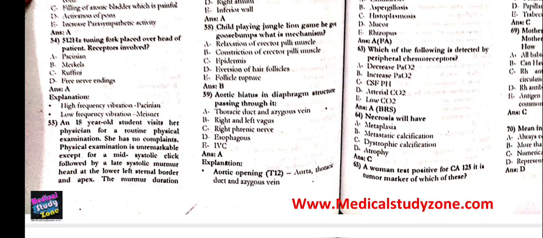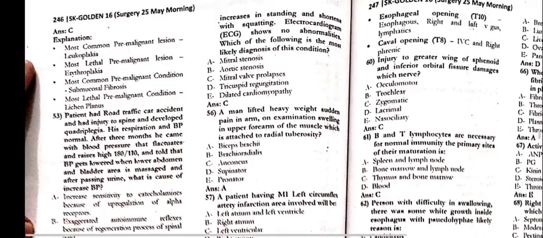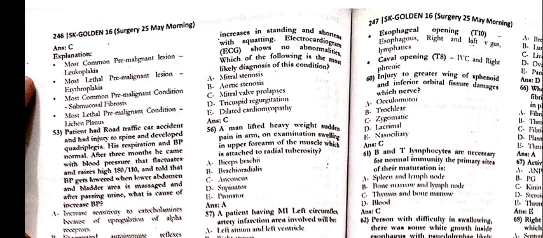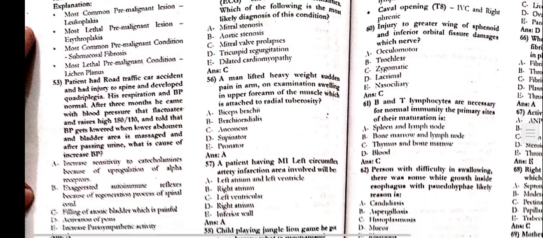Next 55, an 18-year-old student visits her physician for a routine physical examination. She has no complaint. Physical examination is unremarkable except for a mid-systolic click followed by a late systolic murmur heard at the lower left sternal border and the apex. The murmur duration increases on standing and shortens with squatting. ECG shows no abnormality. Which of the following is the most likely diagnosis? That is mitral valve prolapse.